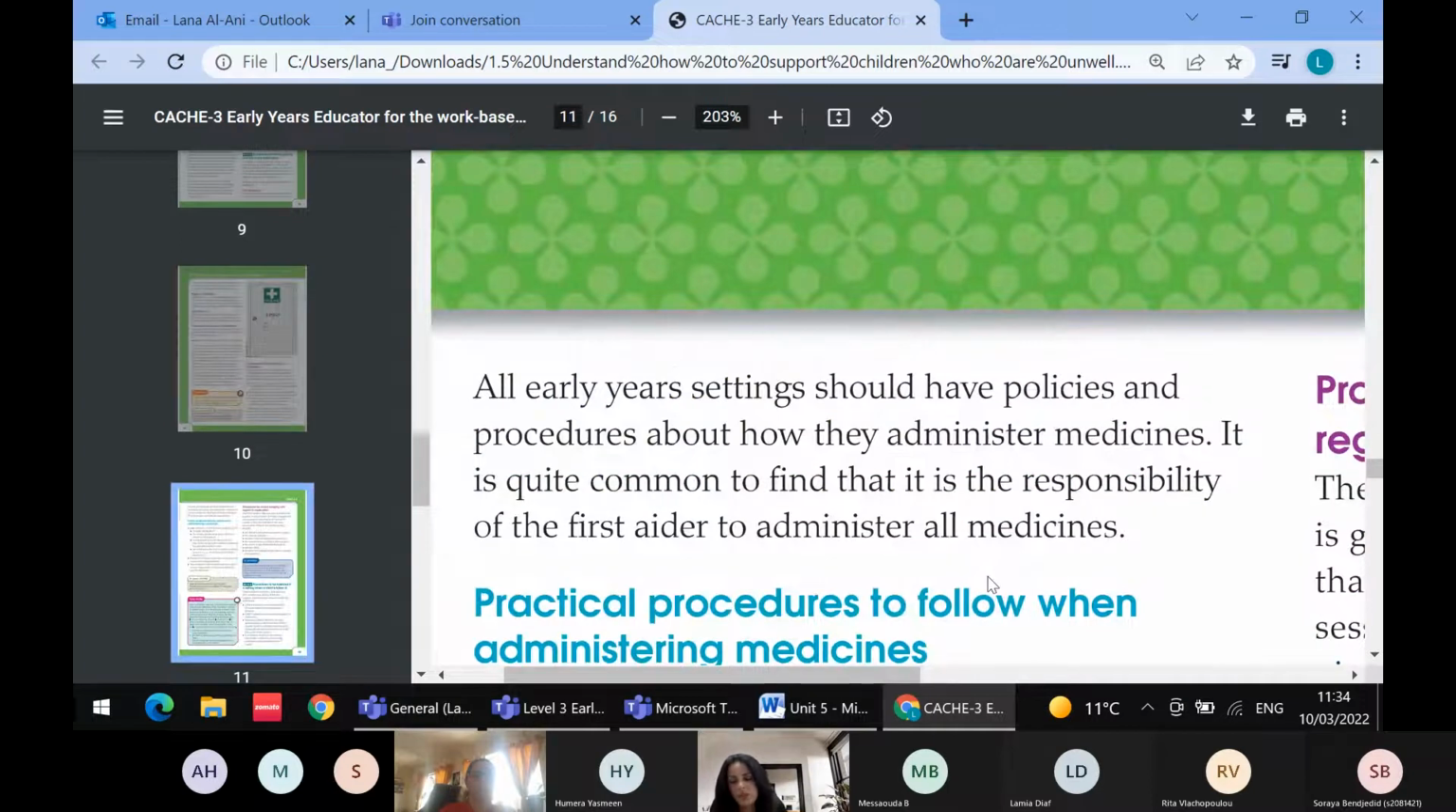That's perfect, really good. So all your settings should have policies about medication and how to do the administration of these medications. And it is normally the responsibility of the first aid person to do the administration of the medication. There are normally one or two people in the nursery who are trained as first aiders, and they will be doing the administration of the medication. It's very important.